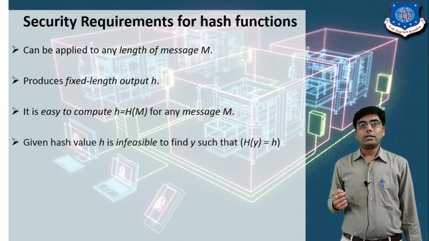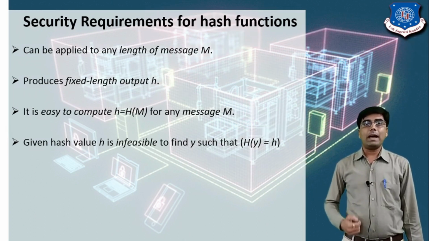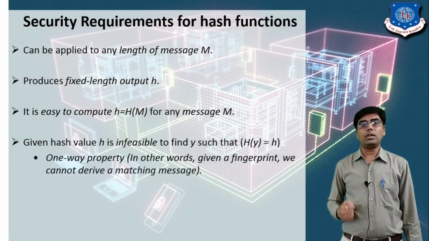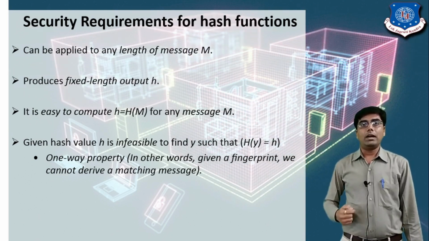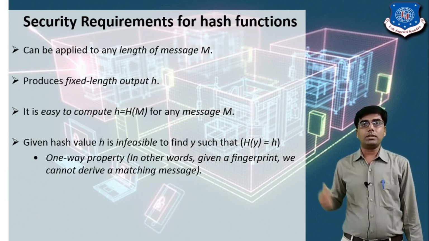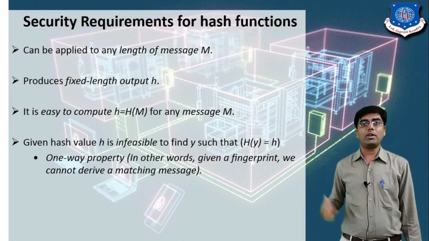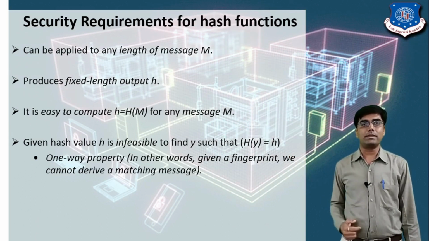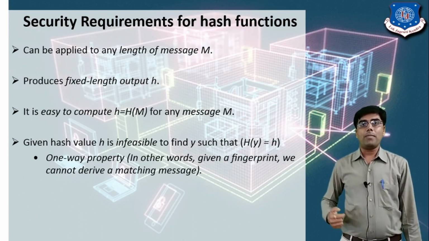The next, given the hash value h, it is infeasible to find y such that H of y equal to h. It is also called the one-way property. It means given hash value h, it is not possible to determine the input stream from the output of the hash function. An example of this property is a fingerprint. In a fingerprint, we can't derive the matching message. In the one-way property, the message digest is irreversible.